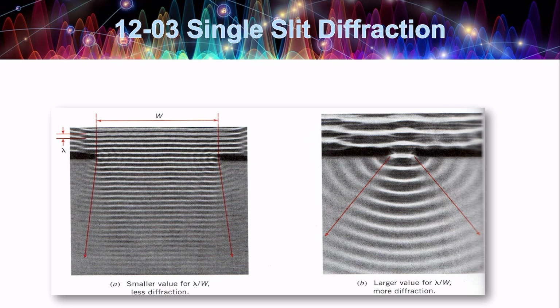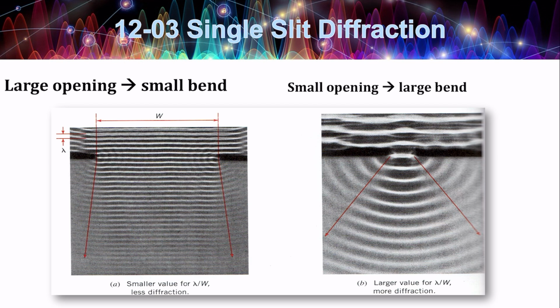People discovered that when a wave goes through an opening, it bends a little bit. And the amount of bending is related to the ratio of the wavelength to the width of the slit. A large opening, compared to the wavelength, makes a small bend. A small opening, compared to the wavelength, makes a large bend. This bending is called diffraction.